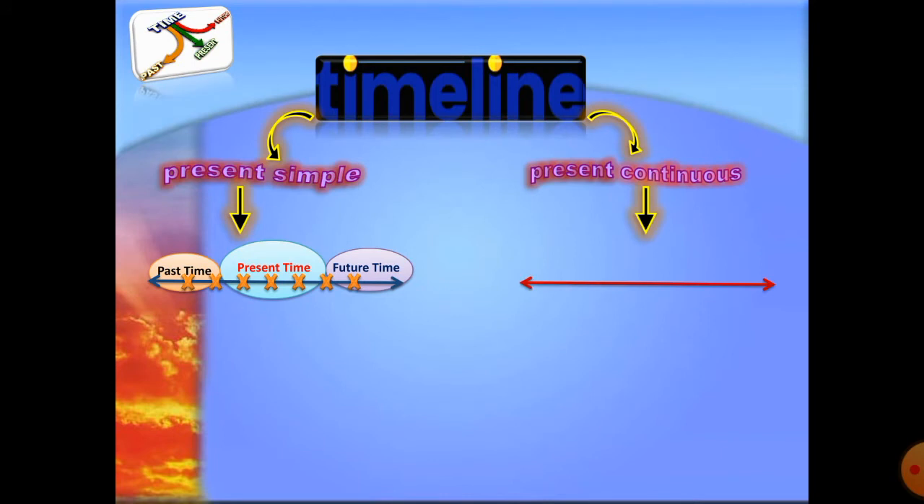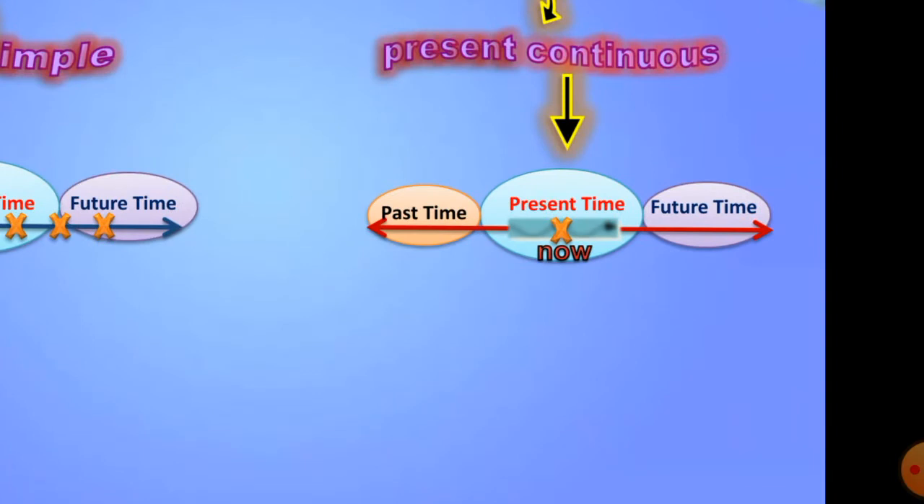Now let's move to the present continuous tense. Here we are dealing with an ongoing event that is happening right now. So it gets an X in the now. Also, we can use a squiggly line to indicate that it's going on.